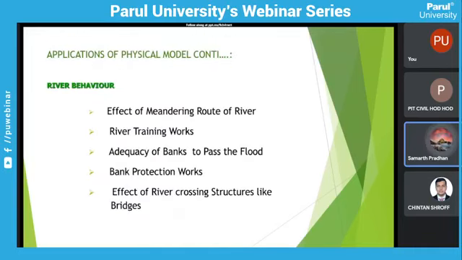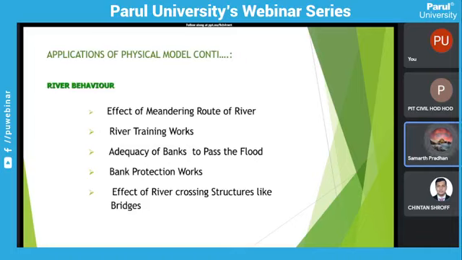Now river behavior. Studies are also carried out for river behavior. First, the effect of the meandering route of the river. This is a very crucial part. What is the effect on the surroundings due to meandering? That is first studied on the model. Then river training work. Sometimes the river needs to be trained. After training the river, what will the effect be? That is first studied on the model.